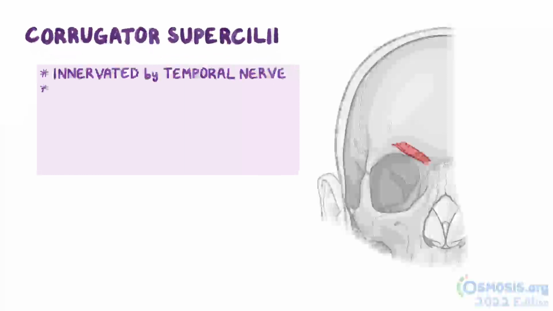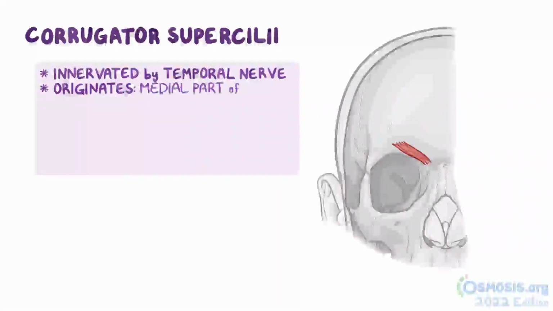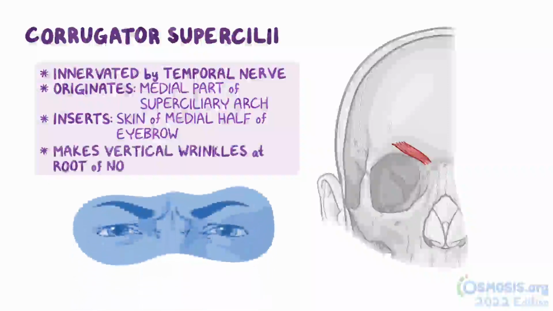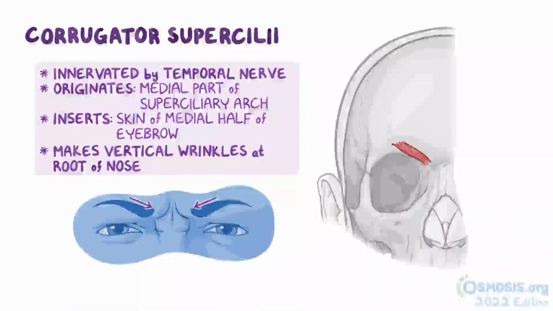Corrugator supercilii originates on the medial part of the superciliary arch and extends laterally to insert onto the skin of the medial half of the eyebrow. When it contracts, the corrugator supercilii pulls the eyebrows medially and inferiorly, making vertical wrinkles at the root of the nose, which occurs when frowning.